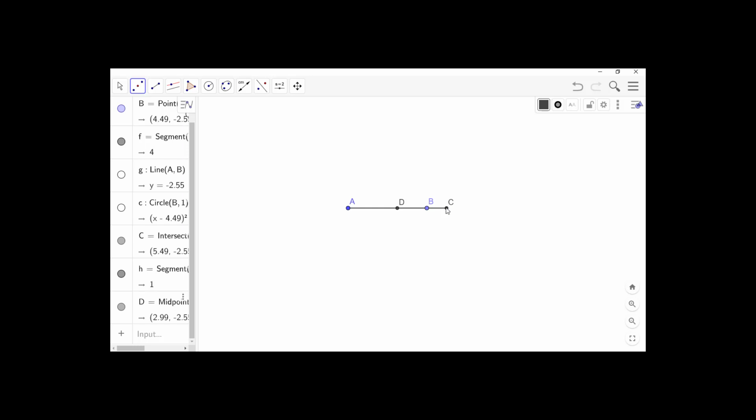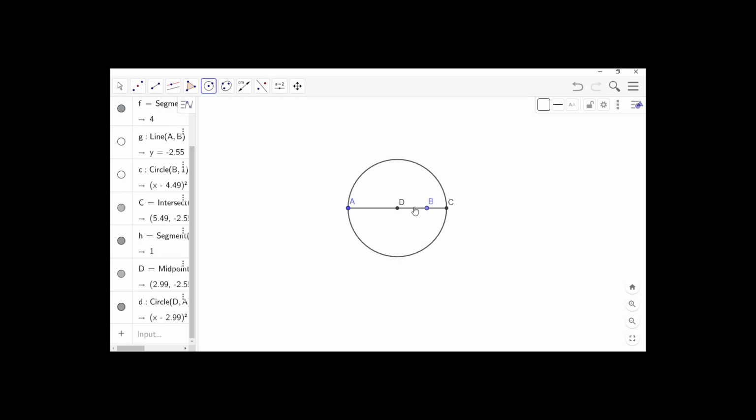Speed this up a little bit. So I'm going to then create a circle with center D through point A. Then if I make a perpendicular line through B, again, I can do that with the classical tools. I can make a perpendicular line through B. I'm just going to speed up by using the perpendicular construction.